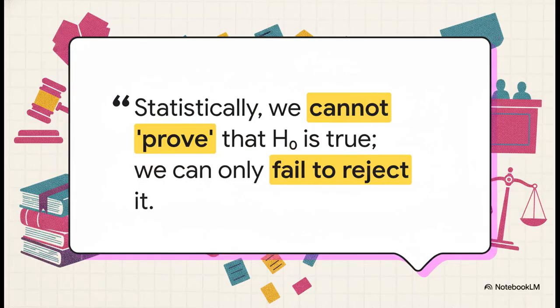Now, this is a super important point, so let's pause on it. We never, ever prove the defendant is innocent. Think about a real court verdict. It's either guilty or not guilty. Not guilty doesn't mean we know for a fact the person is innocent. It just means the prosecutor didn't have enough evidence. It is exactly the same here. We either have enough data to say guilty and reject the null, or we don't.